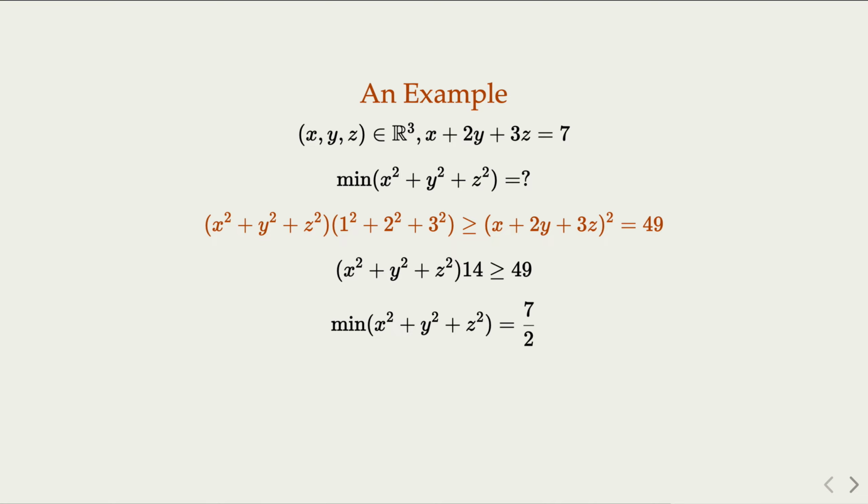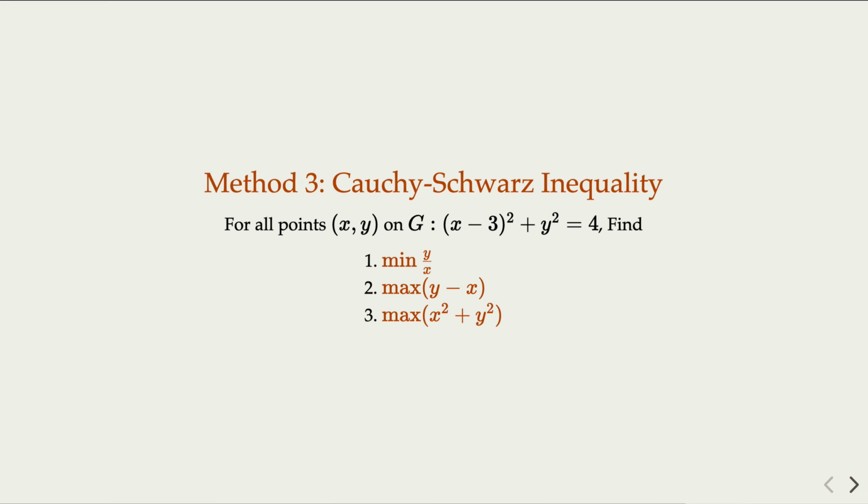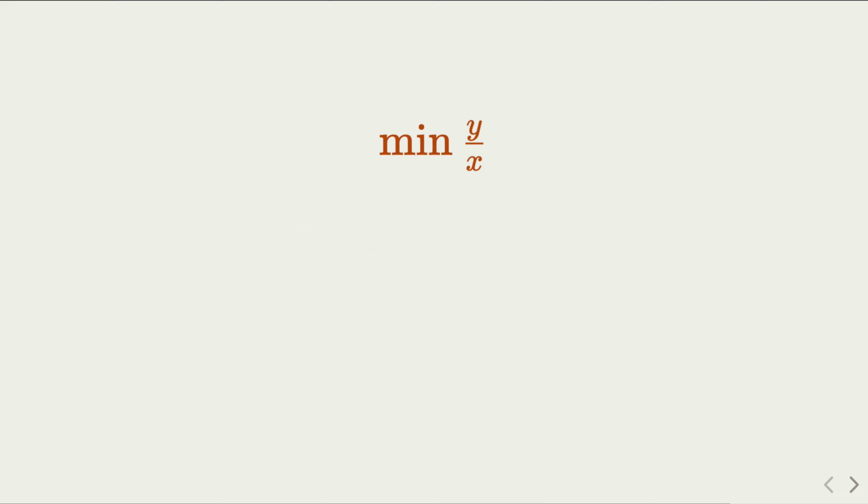So you're going to use this to solve other minimization problems like this. The key here is finding the right coefficients, the b sub i's. All right, so now let's go back to our original problem. The original problem is to find the min or max of those quantities for all the points on this circle. This time we're going to use the Cauchy Schwarz inequality. So this is method number 3.